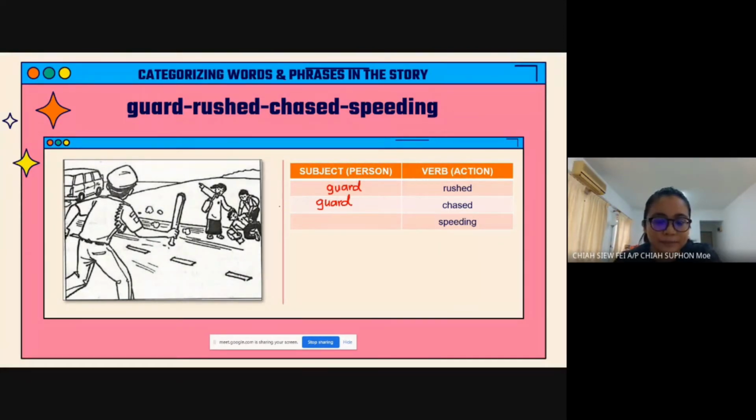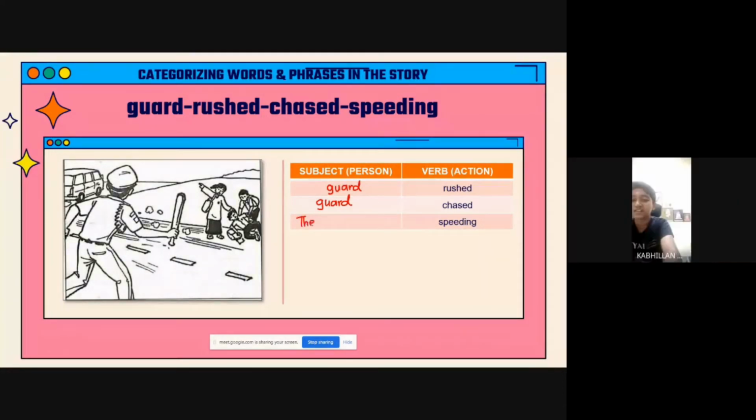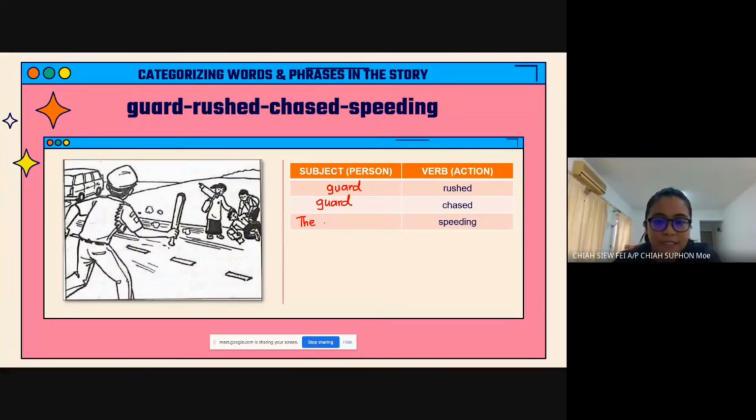Speeding? Who is speeding? The masked man and the driver. Okay, the masked man and the driver, or we can call them the kidnappers, right? They are trying to kidnap Ahmad. Okay, the kidnappers. This doesn't only happen in stories, it has happened in real life.